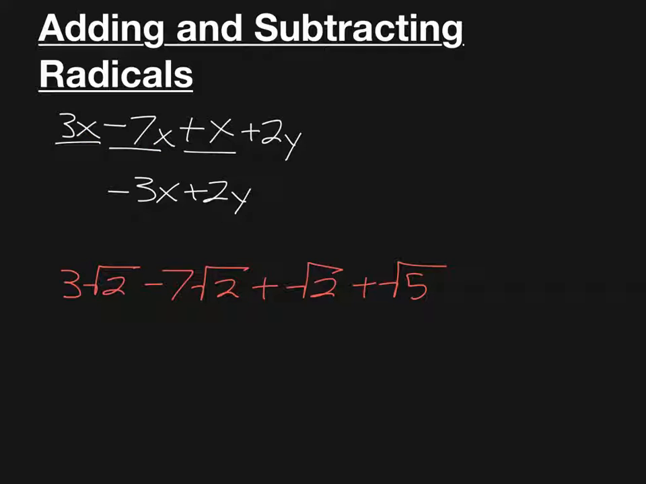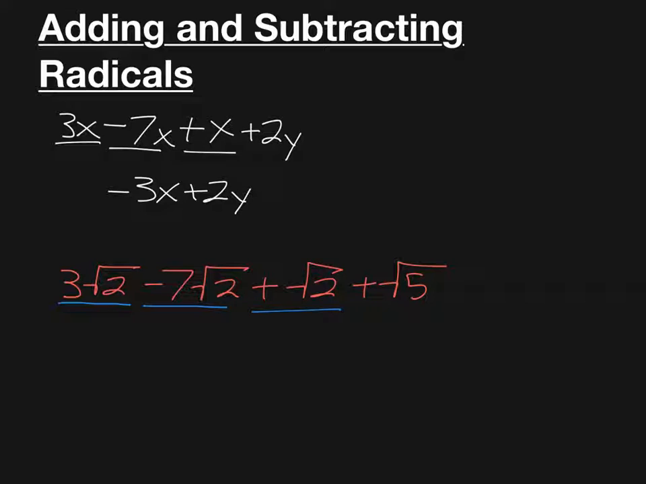Adding and subtracting radicals works the same way, except instead of having to have the same variable, they have to have the same radical. So in my second example here, this is very similar to the first example. Instead of 3x, I have 3 root 2, negative 7x becomes negative 7 root 2, plus x becomes plus root 2, and then instead of 2y, I just have the square root of 5, something that has a different radical. We can combine all of the terms that have root 2.